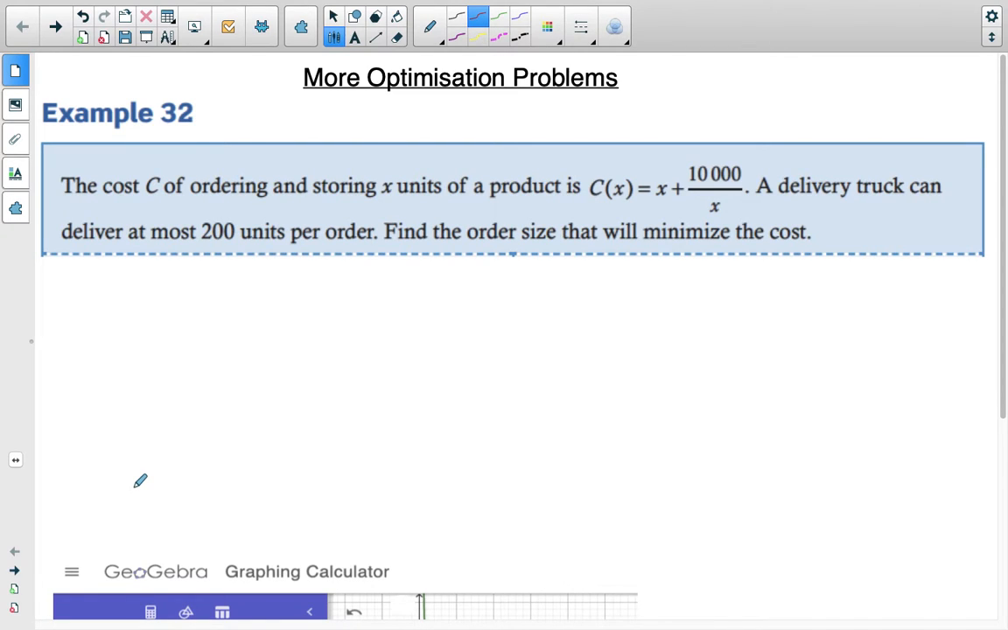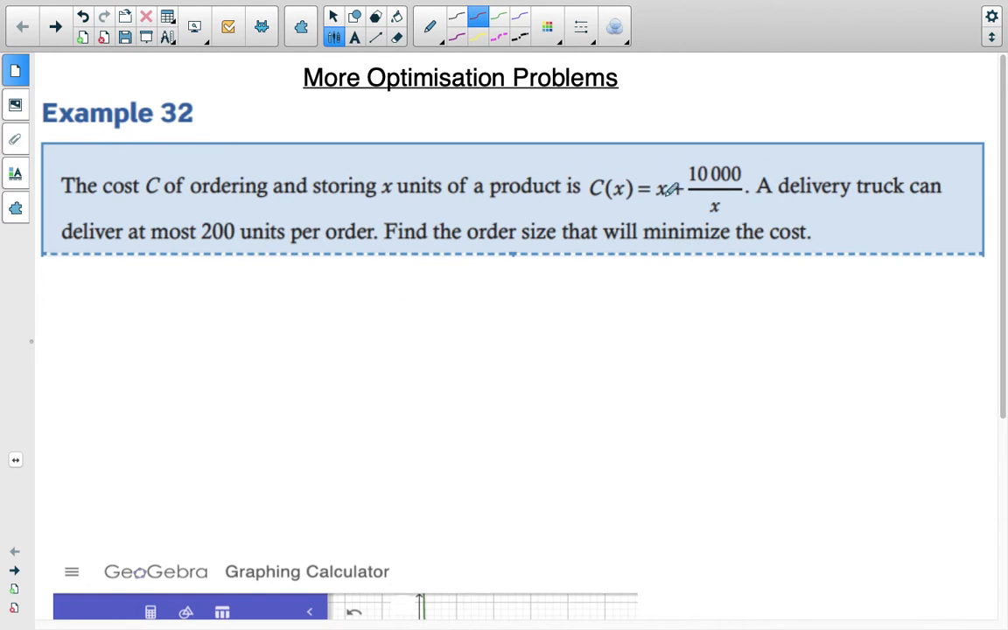For example, here we've got the cost, which is C, of ordering and storing X units of a product, given by the function C in terms of X equals X plus 10,000 over X. A delivery truck can deliver at most 200 units per order. Find the order size that will minimize the cost.